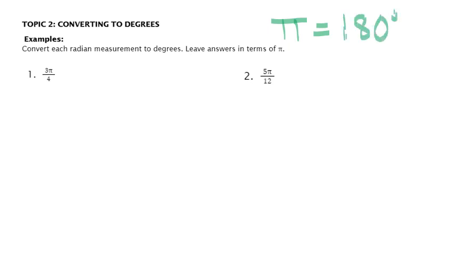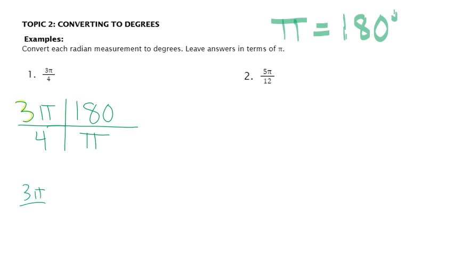Right? Because that's what we're looking at here. So if I convert this, I have 3 pi over 4. If I want the pi to cancel, I'm going to put a pi down here. So for every 1 radian, it's 180 degrees, right? And that's the same again if I wrote 3 pi over 4 times 180 over pi.